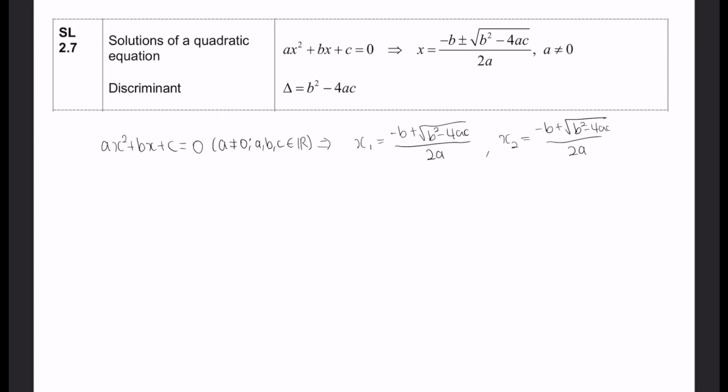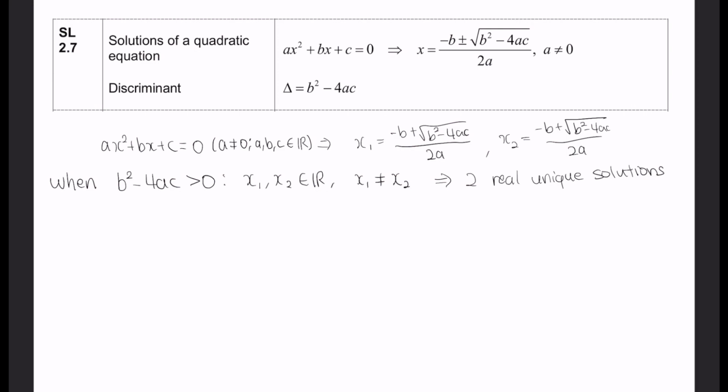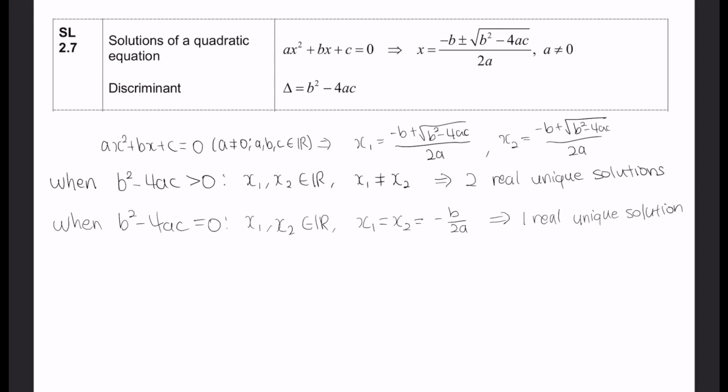Now, when the discriminant of a general quadratic equation, b squared minus 4ac, is greater than 0, x1 and x2 will be real numbers and also not be equal to each other. This means that the quadratic equation will have two real unique solutions. Meanwhile, when the discriminant is equal to 0, x1 and x2 will still be real numbers, but they will both be equal to negative b over 2a. Therefore, the quadratic equation will only have one real unique solution.